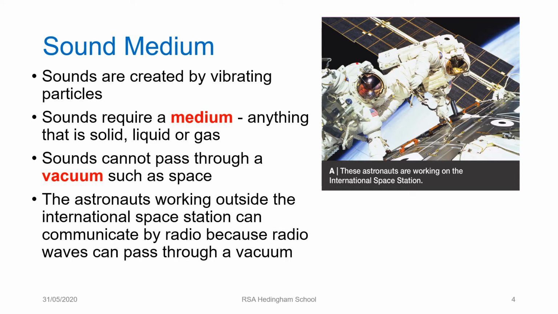In the picture there, the astronauts working outside the International Space Station couldn't hear each other, but they can communicate by means of radio, and that's because radio waves can pass through a vacuum. Similarly, if there was an explosion in space, the astronauts wouldn't hear it because there is nothing to carry that sound to them through the empty vacuum of space.